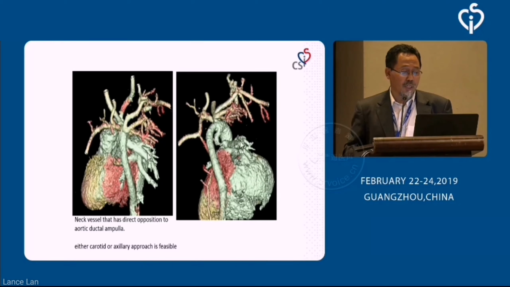However, on rare occasions, you don't have the image over here. The ductal opening is not necessarily below; it can be on the side, which makes identification of the takeoff of the PDA, either on the left or the right inferior, very relevant to choose which neck vessel is suitable for cannulation and stent implantation.